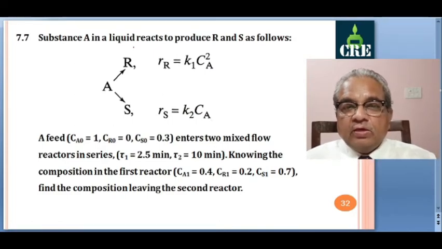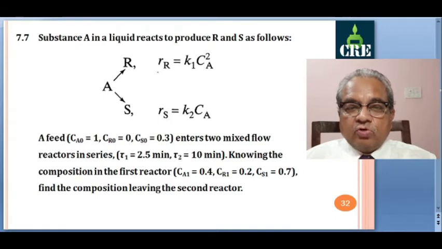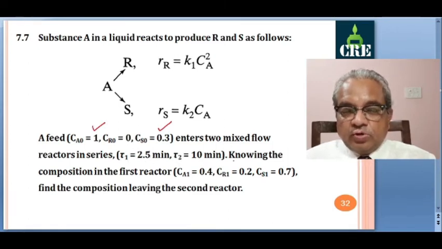Problem 7.7. Substance A in liquid reacts to produce R and S as follows: A gives R, A gives S. The rate of formation of R is K1 Ca squared, that of S is K2 Ca. Cs0 is 0.3 now, Ca0 is 1, and tau is 2.5 and 10 minutes in these two reactors in series. Exit concentration of the first reactor: Ca1 is 0.4, Cr1 is 0.2 and Cs1 is 0.7 given. So total is 1.3.